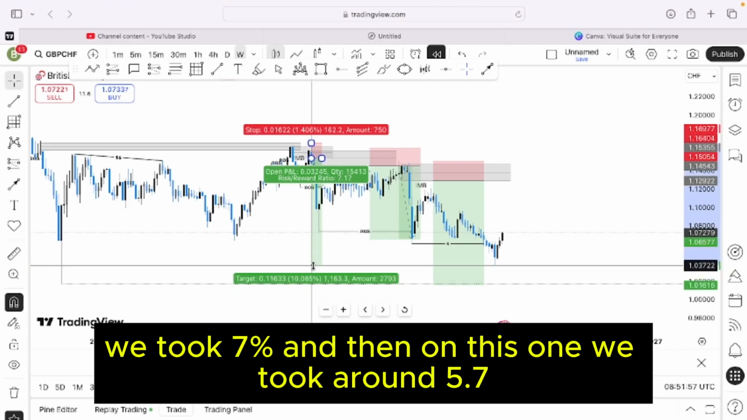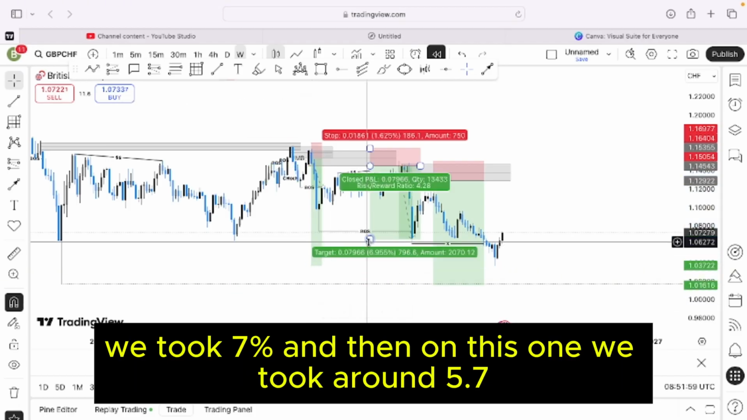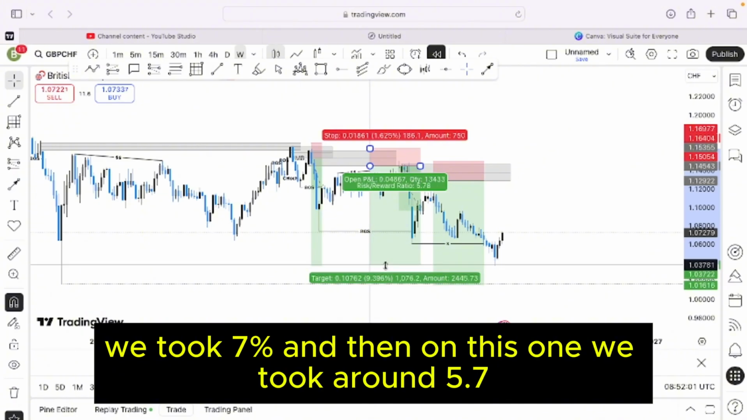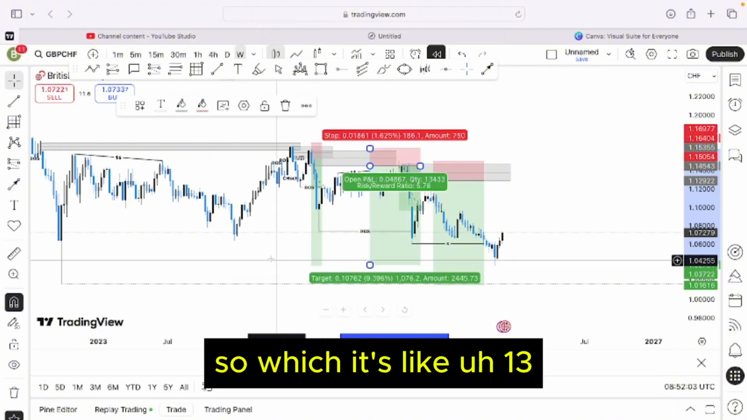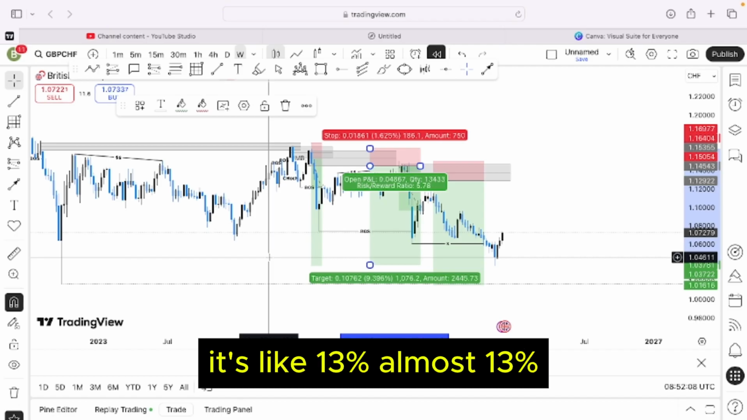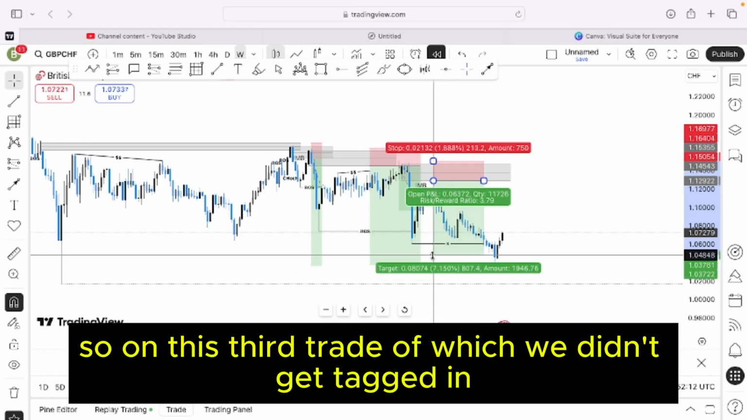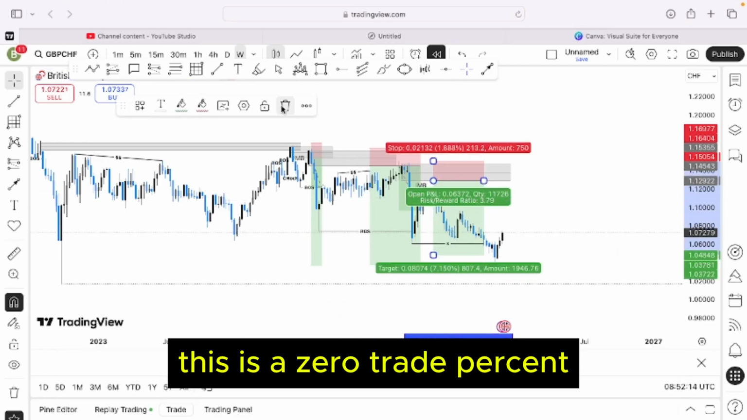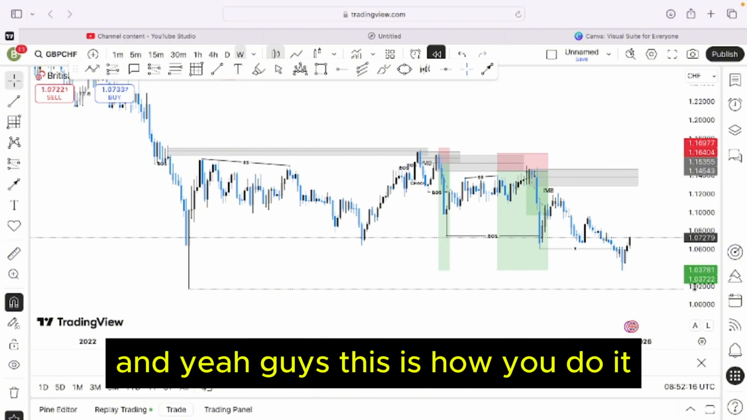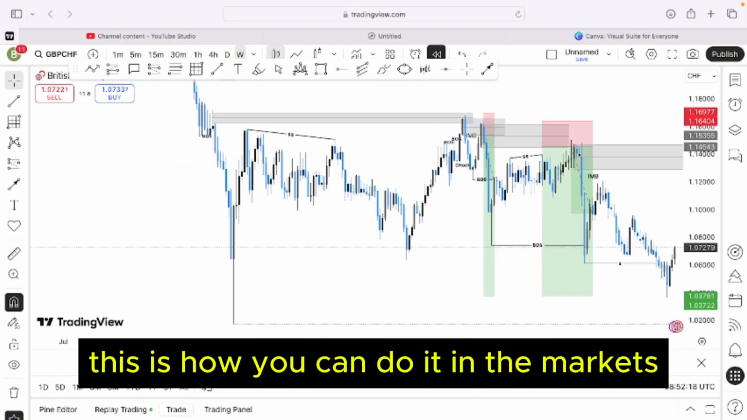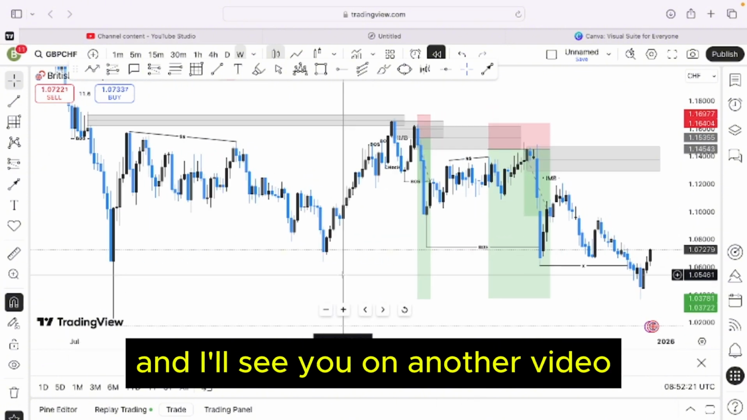So on this one we took 7%, and then on this one we took around 5.7, so it's almost 13%. So on this third trade, of which we didn't get tagged in, this is a 0 trade percent. And yeah guys, this is how you do it. This is how you can do it in the markets, and I'll see you on another video.